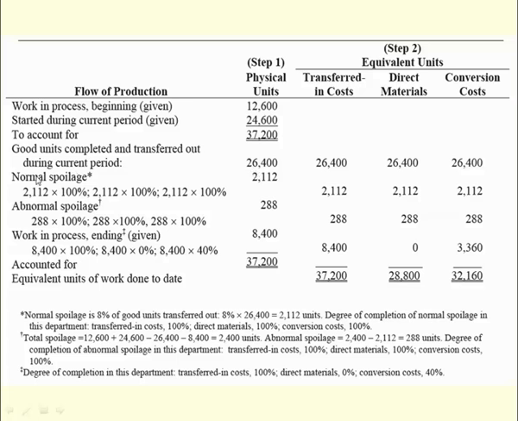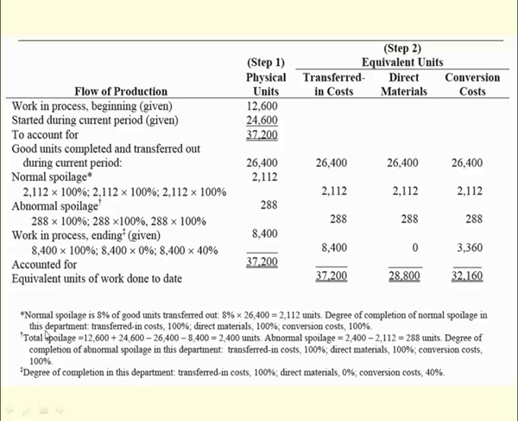26,400 units. Normal spoilage. Normal spoilage is 8% of good units transferred out. 8% multiplied by 26,400 units equals 2,112 units. And they are 100% for transferred in cost, direct material, and conversion cost.